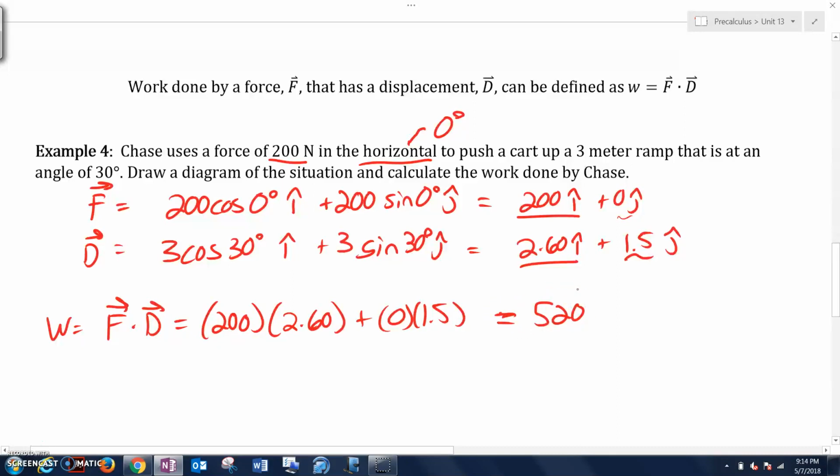Now, you can look up at your units, and if you noticed it's newtons and meters, so I would accept newton meters. There is also another name for that called a joule.